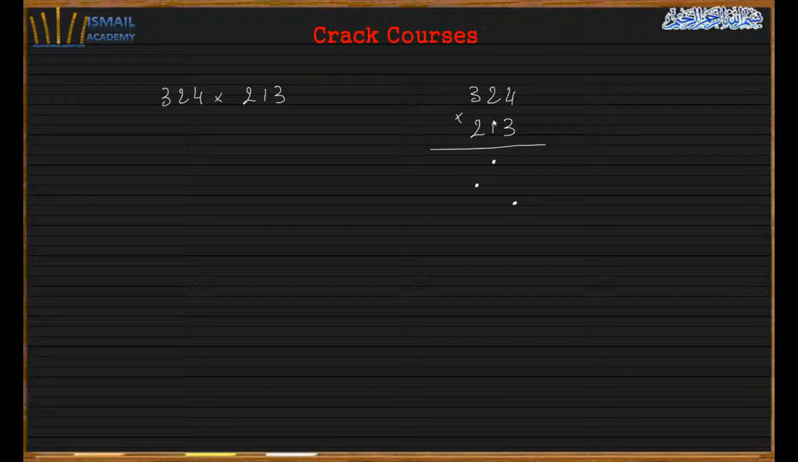That means you start your answer from the place value of the multiplier. So this digit is the multiplier. This digit is the multiplier. This digit is the multiplier. That means the place value of that one is 1, so I'll start from the ones. The place value of that one is 10, so I'm going to start from the tens. The place value of that one is 100, so I'm going to start from the 100. So that's the key of the multiplication.